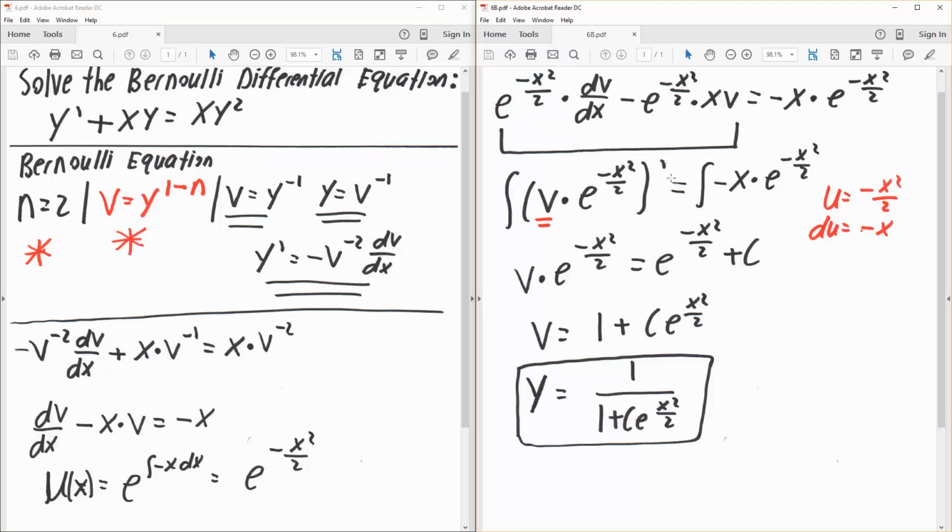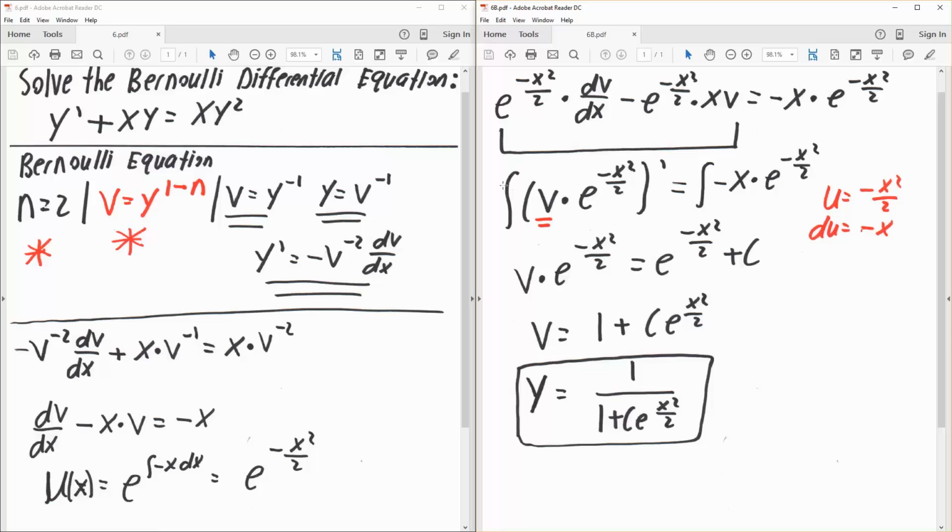Outside we put the prime sign, is equal to the integral of negative x times e raised to negative x squared divided by 2. The trick here, normally when we do basic differential equations, it would just be this prime, but for Bernoulli we have v times. Just take a note of that.